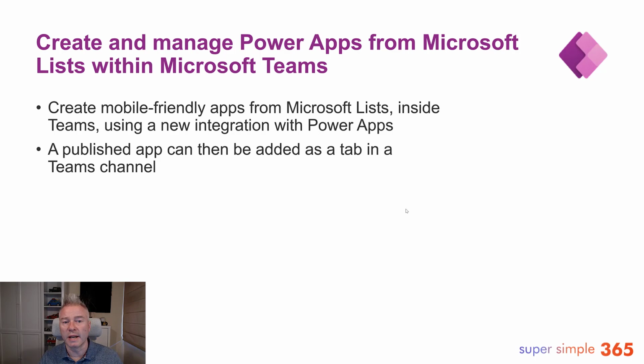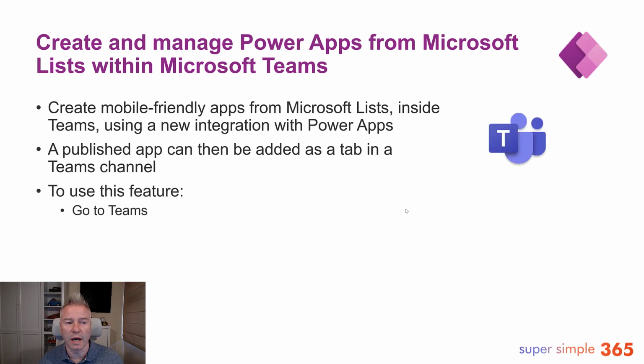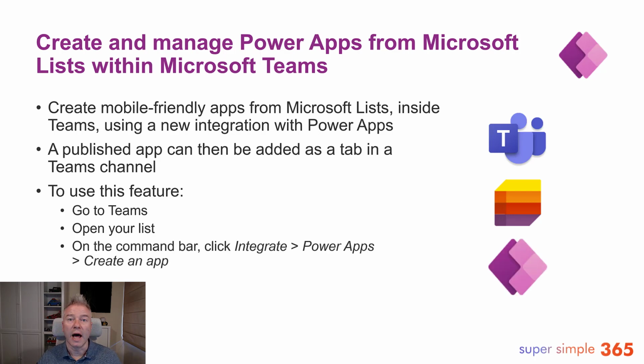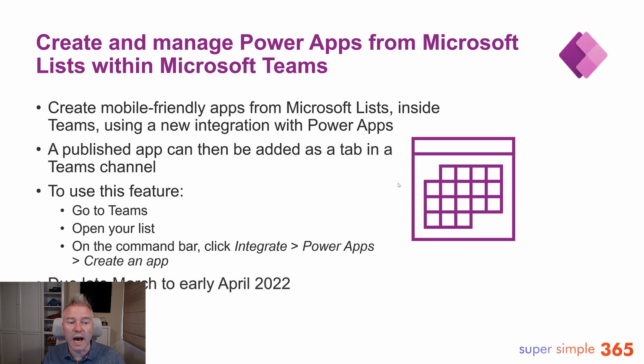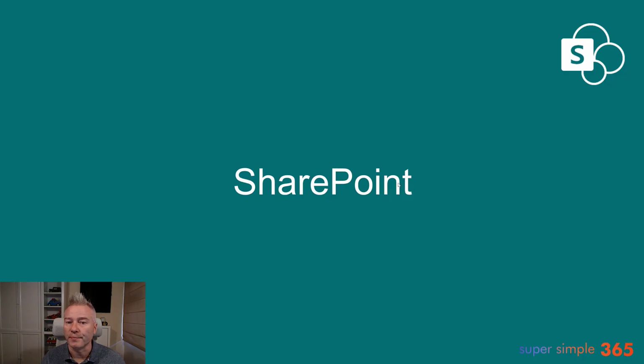A published app can then be pushed into a Teams channel. To use this, you go to Teams, open your list inside Teams, and then from inside your list, go to integrate Power Apps and then create an app. You can do it in there, so it's all wrapped up in that one container of Teams. Look out for that, folks. Due end of March into early February.